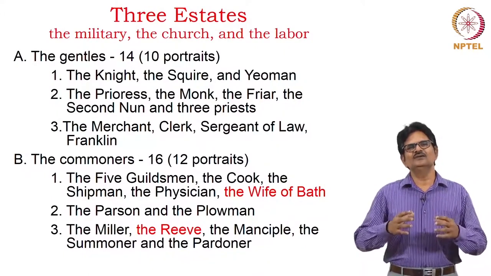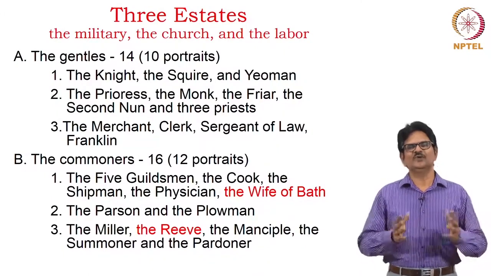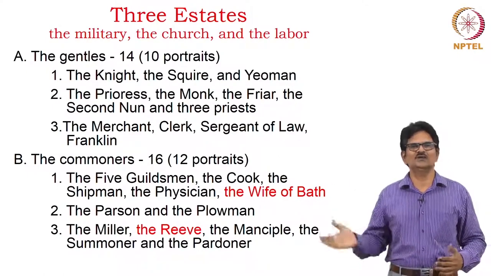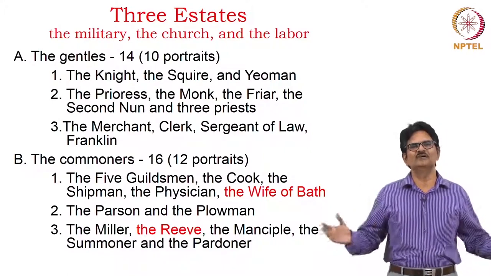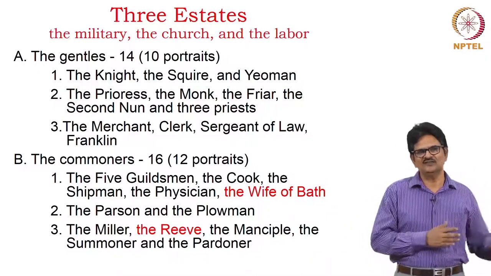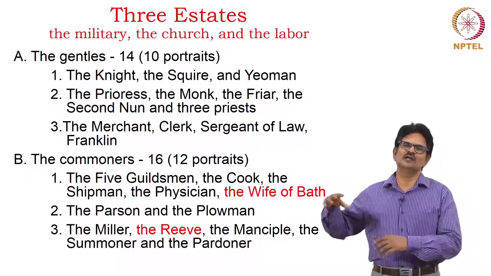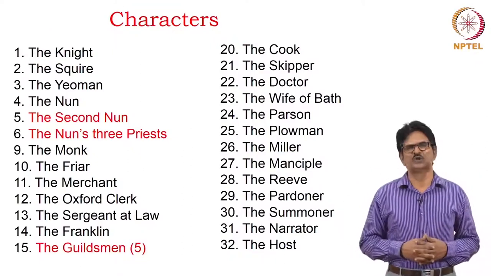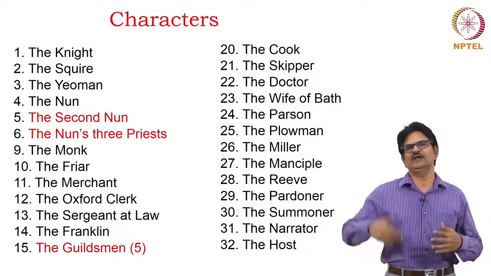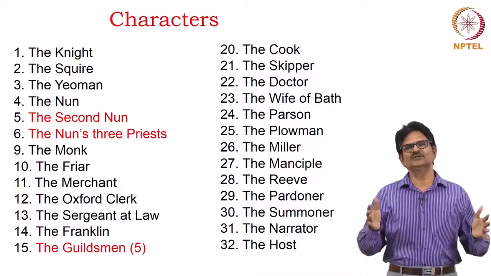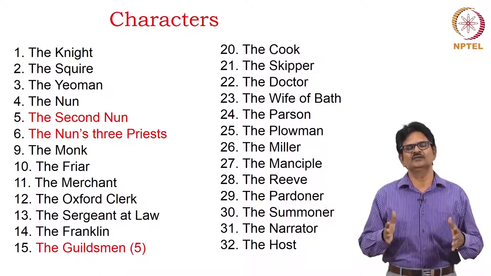So we have different kinds of people broadly divided into two groups, the gentles and the commoners, and within this we have three levels of people based on their social class and also based on their moral quality. These are the characters we have in the prologue. Just let me read them one after another. You will see that there are 32 characters mentioned within the prologue.